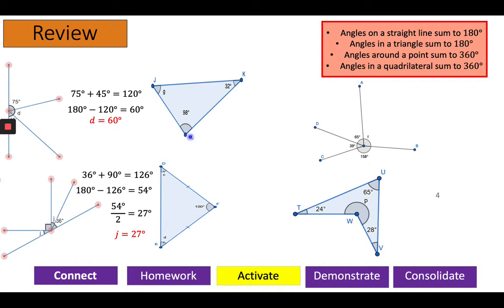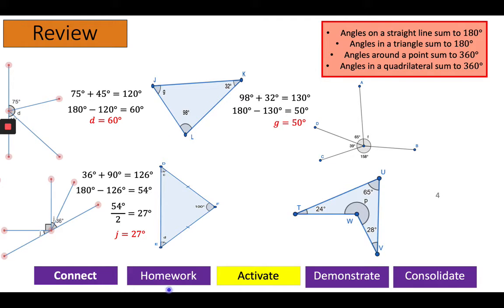Here we have a triangle. And we know that angles in a triangle must sum to 180 degrees. So we add our two known angles, and we get 130 degrees. We then subtract that from 180, and we get 50. Therefore, this angle G must equal 50 degrees.